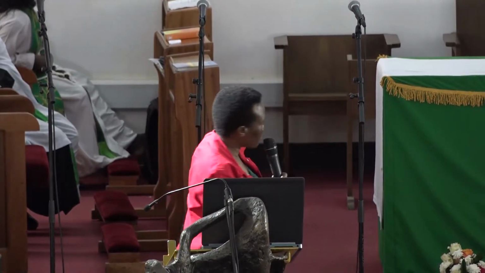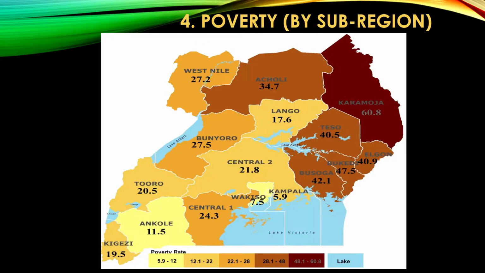This is our poverty levels, friends. These are the patterns we have cut out for ourselves. And I'm very grateful to the church for allowing me to speak to the elite Ugandans. This is our poverty levels. Please note very carefully the difference on the Karamoja side.